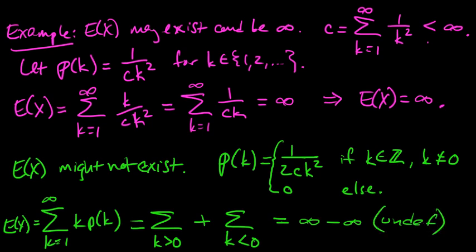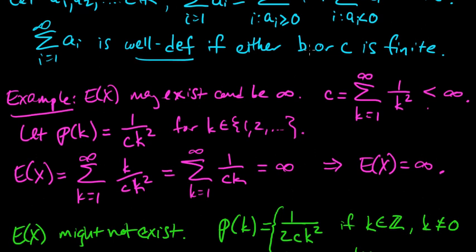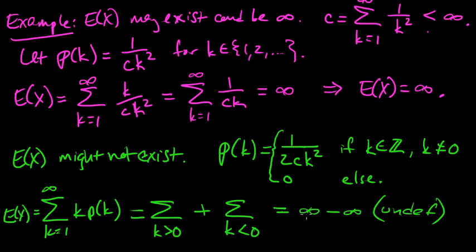This is not well defined according to our criteria, because neither of them is finite, right? In this case, we had two infinite things. So that illustrates expectation for discrete random variables and some of the things that may go wrong with them, some of the subtleties involved.